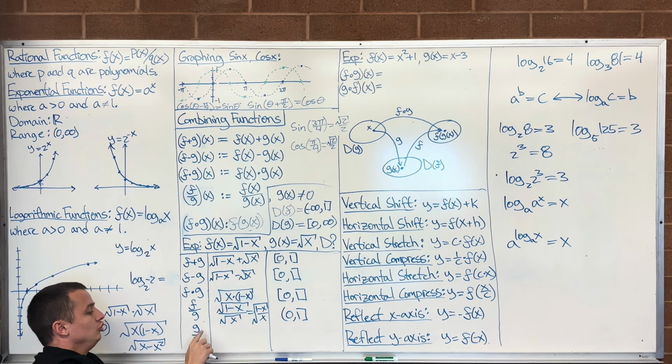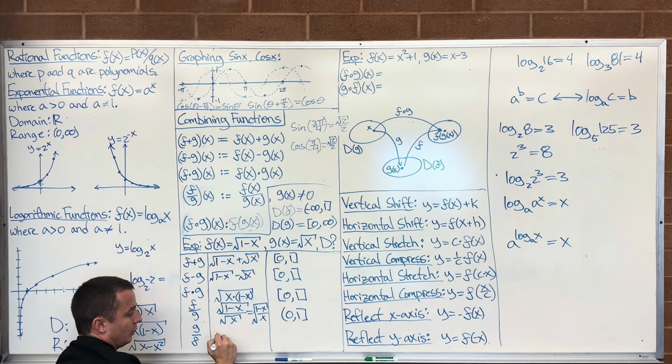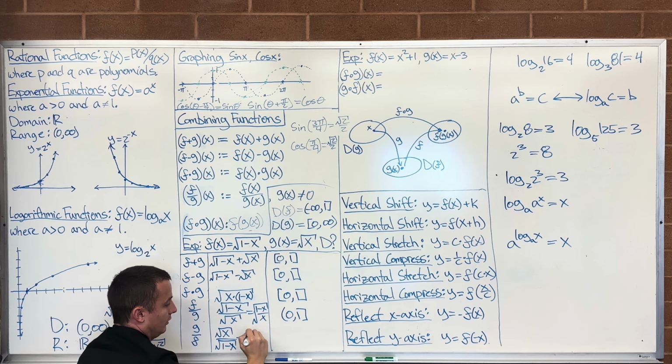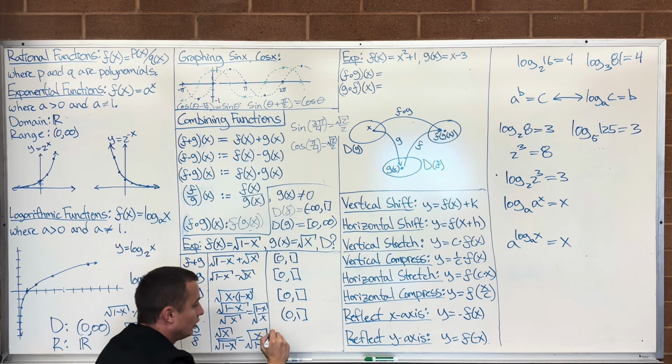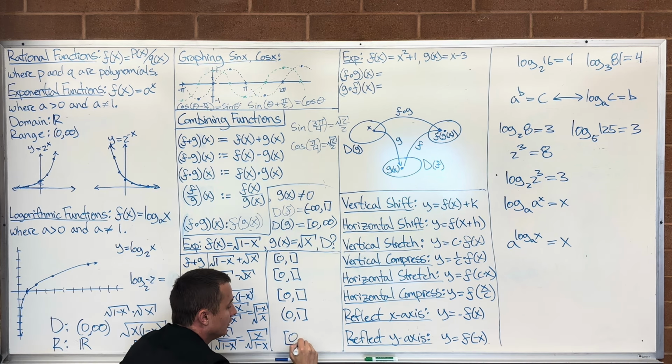And then finally, g divided by f, that would be the square root of x over the square root of 1 minus x, which is equal to the square root of x over 1 minus x. And what's its domain? 0 to 1, including 0, not 1. Good.